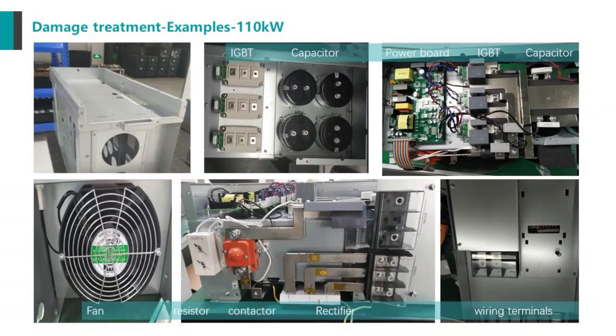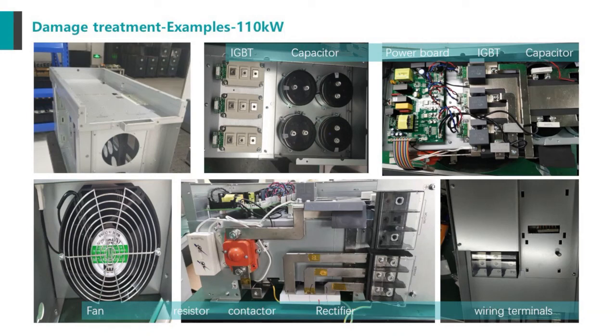But for the big power inverter, you can see the picture for the 110 kilowatt inverter. The IGBT module, DC capacitor, power board, fan, resistor, contactor, rectifier module are all separated. So this time you could test some main modules and then you could know if the power board is damaged.